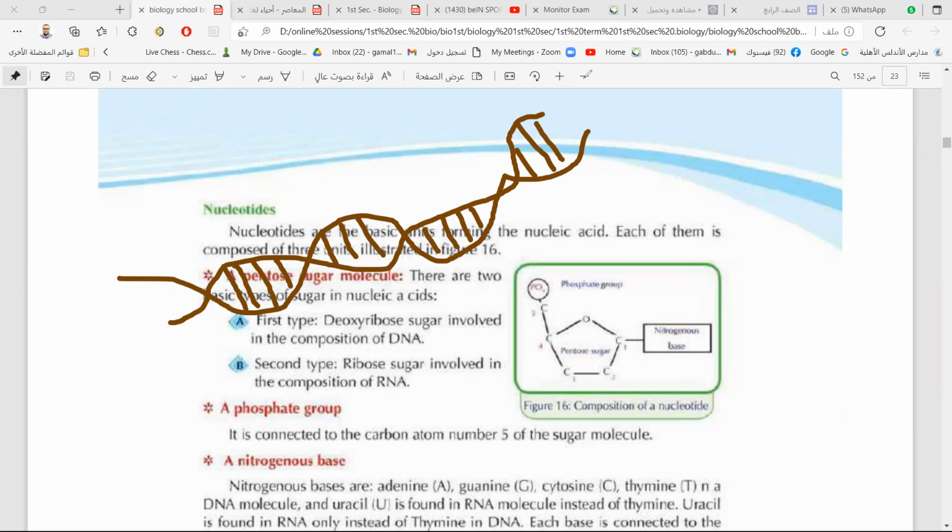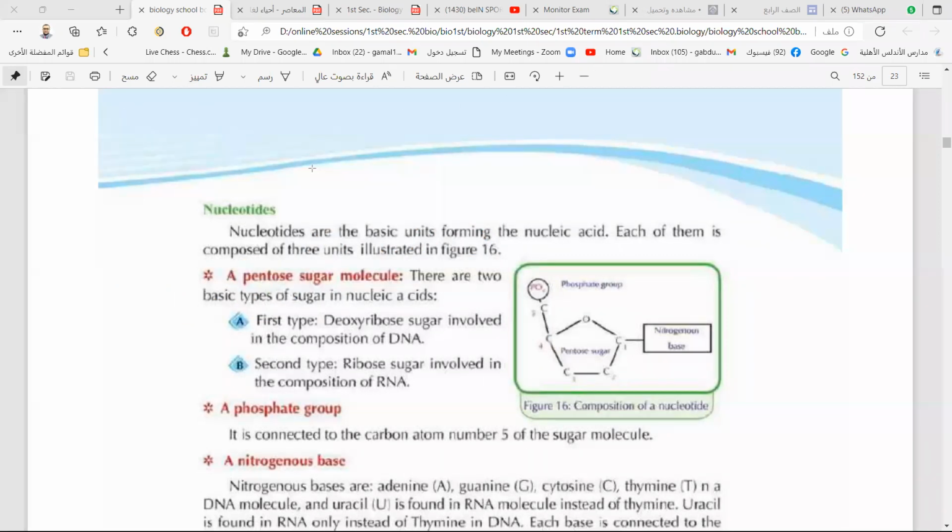What is the structure of a nucleotide? The nucleotides are the basic units forming the DNA, the nucleic acid, and also the RNA. It's composed of 3 units, and we'll illustrate them here in this shape. We have a pentose sugar, like ribose. We have ribose sugar in RNA, and we have deoxyribose sugar in DNA. It is a pentose sugar. What is the meaning of pentose sugar? This means it has 5 carbon atoms.